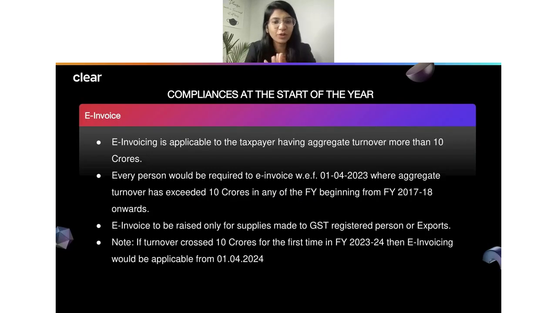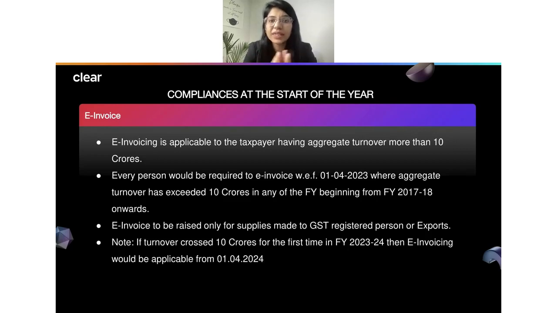So first and foremost is the e-invoice applicability. We all know that e-invoicing is applicable to a taxpayer whose aggregate turnover is more than 10 crore. Then we might wonder: if my turnover is more than 10 crore, I would already be generating the IRN, so what is the need of this? What is there to think about, that I have to start from a particular financial year? When it comes to applicability, e-invoicing applies in case your aggregate turnover exceeds the limit of 10 crore, right?